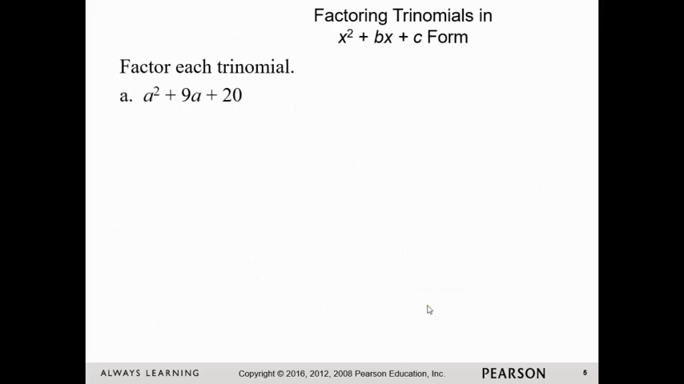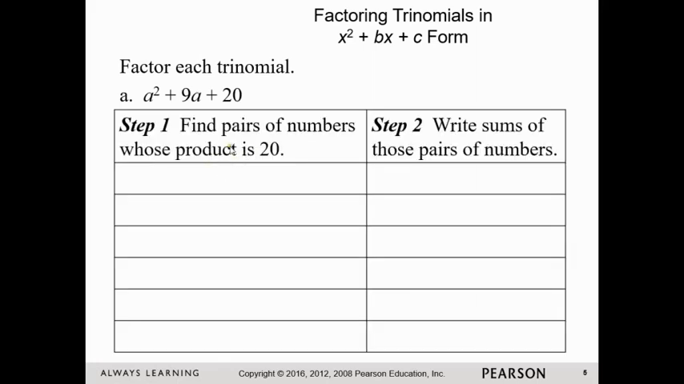So here we have a trinomial. Notice that the leading coefficient is 1 here. So step 1, find pairs of numbers whose product is 20, which we're indicating here, the c term, and we want to find pairs of numbers that have a product of 20 that sum up to 9. So bear with this process as we work through it.